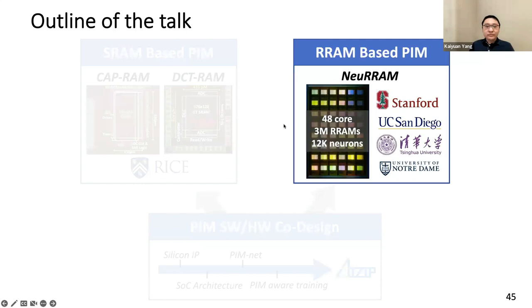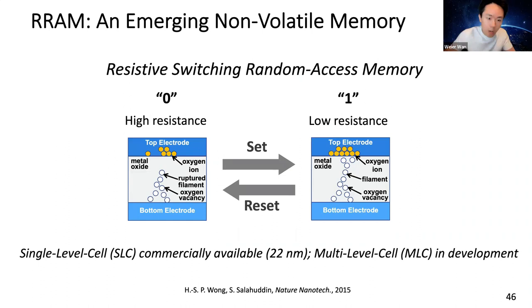So here I will briefly introduce our recent work on RRAM-based PIM. But first, because RRAM is a relatively newer memory technology, let's look at what RRAM is. RRAM stands for Resistive Switching Random Access Memory, and it's an emerging non-volatile memory that can be directly integrated with CMOS. RRAM stores information with its resistance, and the resistance can be toggled between a high value, a low value, and often many intermediate values by applying an electric field across the device.